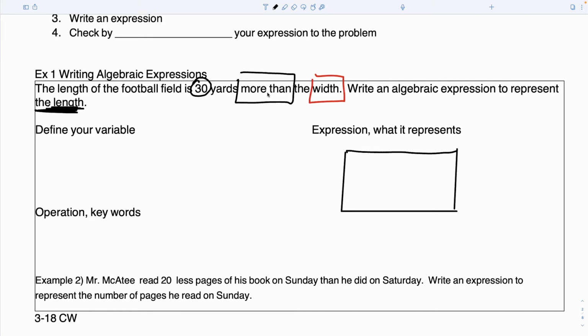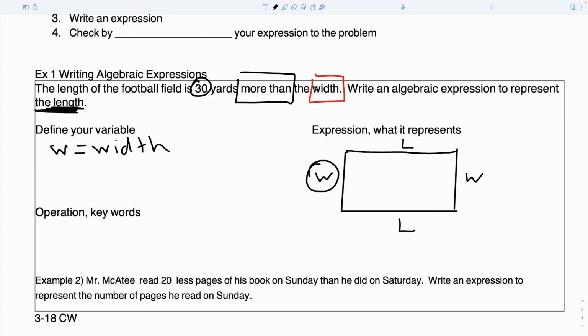We just want to make an expression that matches this. So here's your football field, and there's this missing width right here. And then there's the length right here. Your variable that you need to know is the width, because the length is 30 yards more than this thing. You're looking for the length, but you need to know what the width is to get there. So W is going to be our width.